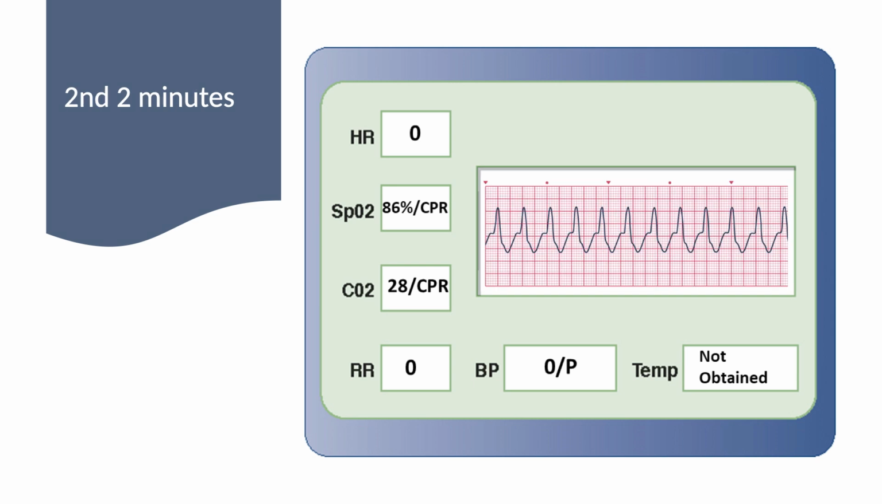Two minutes go by of high quality CPR and airway management. We do a pulse and a rhythm check, and you notice these changes in our vital signs. Patient continues to not have a heart rate. They continue to not be breathing. You have an SpO2 of 85% with our CPR. We have an end tidal value of 28 with our CPR. They do not have a blood pressure, and we did not obtain a temperature on them. You notice this EKG pattern here.